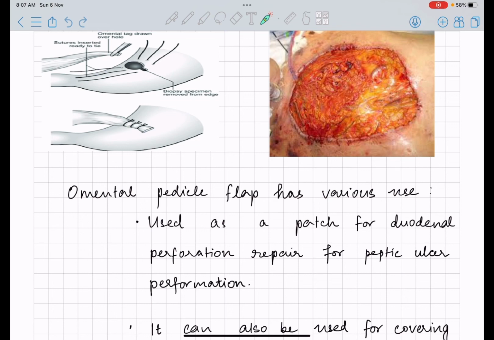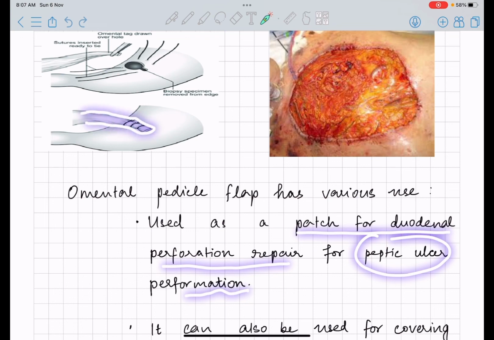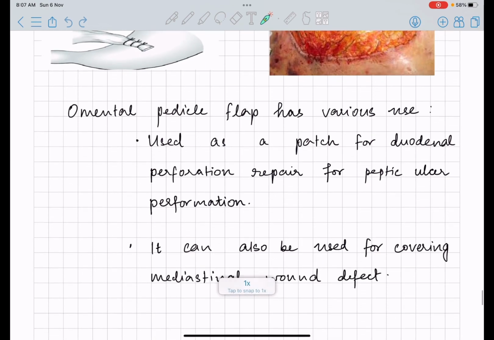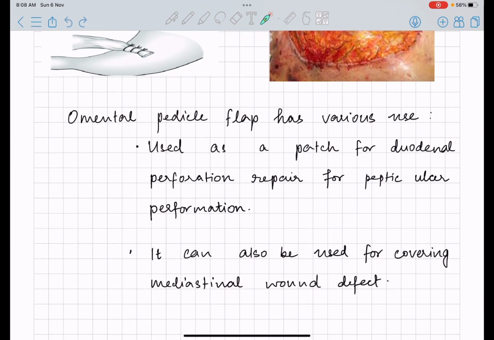So omental pedicle flap has various uses as I've just discussed. One of the most common uses is the omental pedicle flap as a patch for duodenal perforation repair for peptic ulcer perforation. So an omental patch is placed and it is sutured over the duodenal perforation. Omentum can also be used for anterior chest wall defects. So with that, we complete the segment of omentum. In the next video, we will discuss mesentery and its various pathologies.